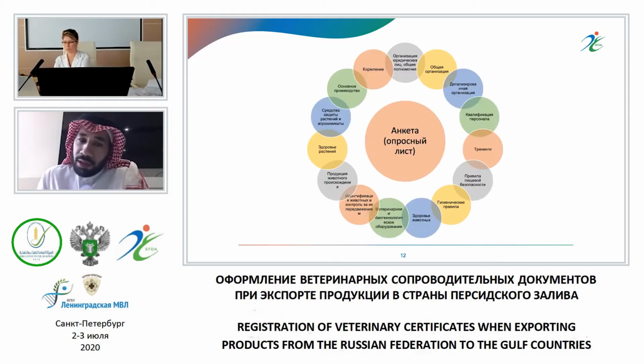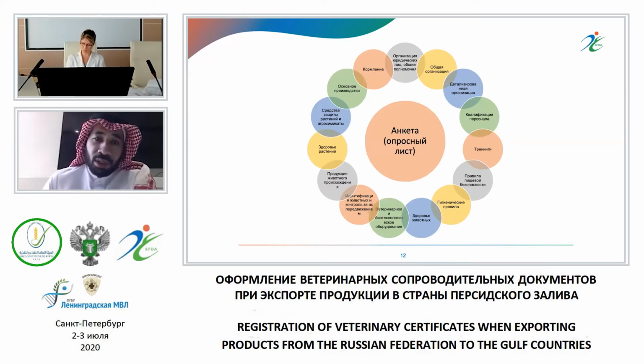So these are the main components of the questionnaire. The first one is information about the organizational legal bodies and the organization in general, organization in detail, qualification of staff, training, food safety rules, food hygiene rules, animal health, plant health, veterinary, medical, biotechnical products, animal ID movement. So lots of information related to the food chain.